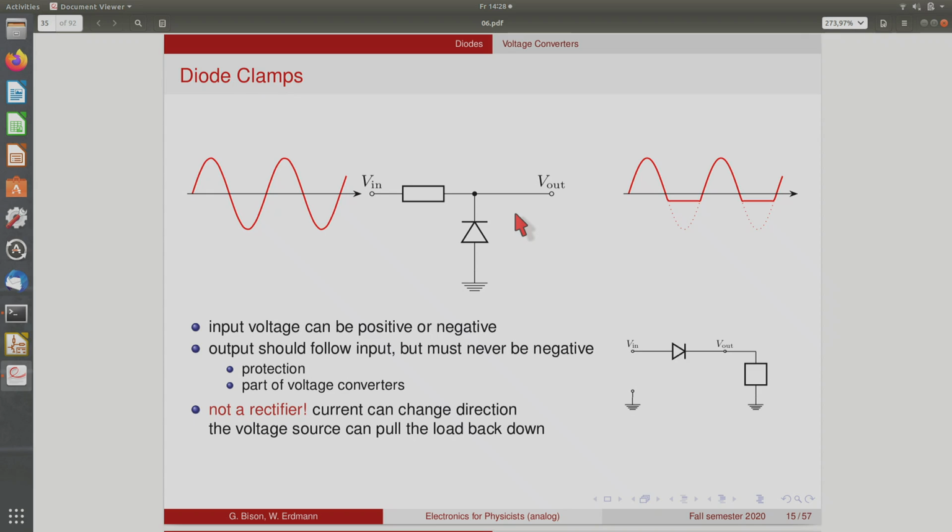I think it's important to understand the difference between this and the rectifier. For the rectifier, which looked kind of similar, you also had this input and that output, and here the diode was in series. But it is not a rectifier because in this circuit, the current can change direction. You can have a current that flows from the output to the input. So the input can pull the output back down again, which it doesn't do for the rectifier case. Here the load has to pull down the output. That's an important difference.